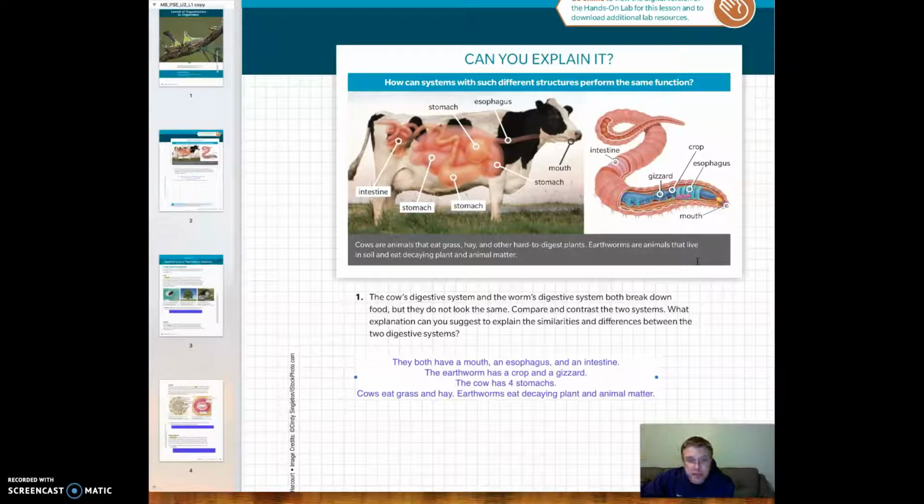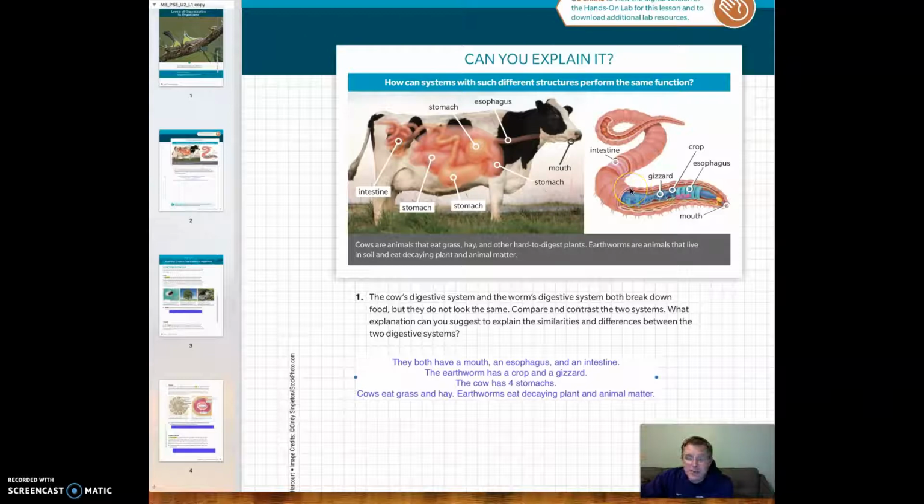The earthworm, it has a crop and it has a gizzard. There's the crop, there's the gizzard, and then the cow has 4 separate chambers to its stomach. Why is that going on? Well, cattle are going to be eating really tough to digest grass and hay and those types of things, and they'll swallow it down into one stomach, cough it back up, chew their cud for a while, swallow it down to another stomach. Eventually, they digest things to the point they can actually use them for energy.